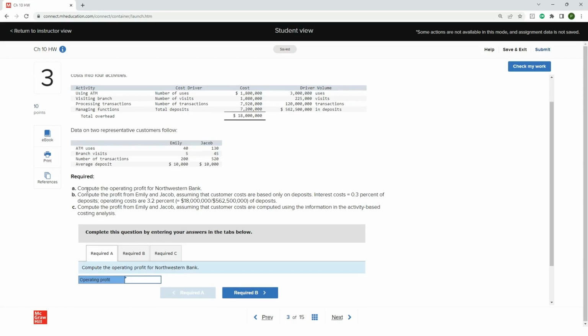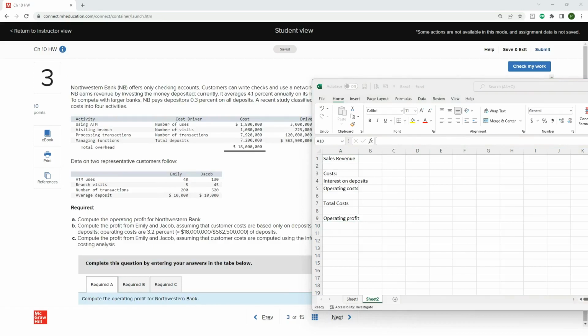So for part A, we're going to compute the operating profit for Northwestern Bank. As we know, profit is going to be revenues minus expenses. So that's what we have to do here. What is the revenue that the bank earns? Remember that the revenue is when they loan out the money that you put in there as a customer. The bank's revenue is the interest that it makes on the money that it lends out.